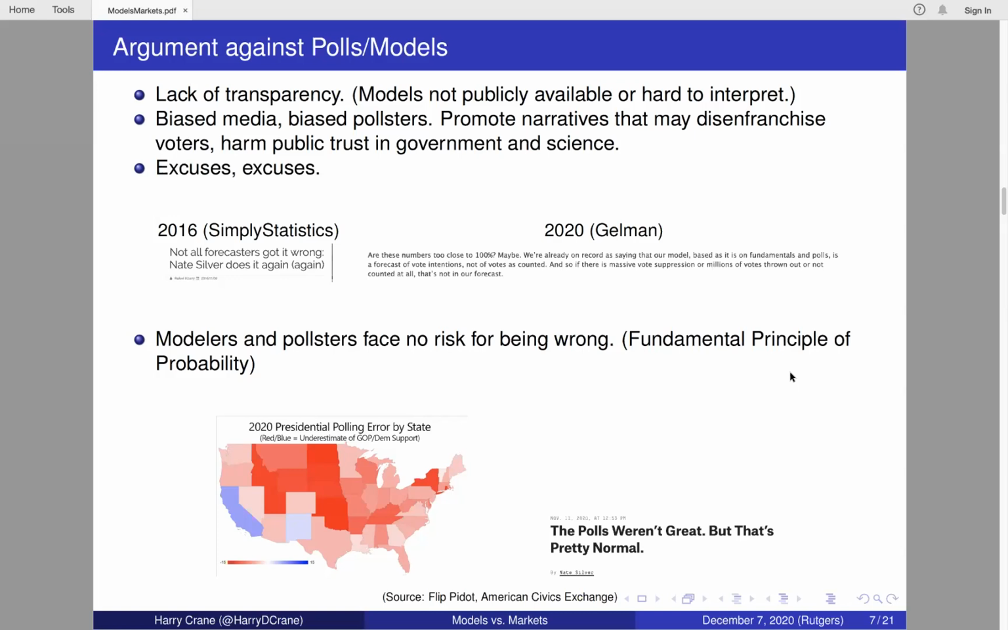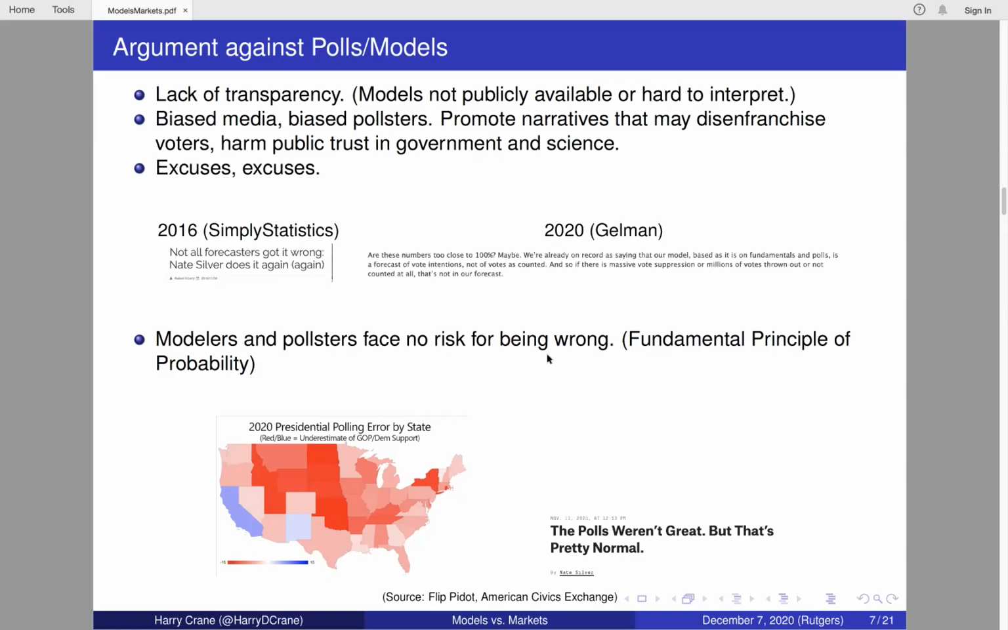There's also an issue of bias. There are partisan pollsters, and they don't hide that. There are Republican pollsters and Democrat pollsters. I don't know how that actually affects the polls they conduct or the results, but they are at least presented as partisan. And there are reasons one would want to promote a narrative that may bolster one of the two sides. These narratives can disenfranchise voters on one of the sides. And if they're very biased, they could harm public trust in government and even in science. I do think that's actually one of the outcomes of this particular election.